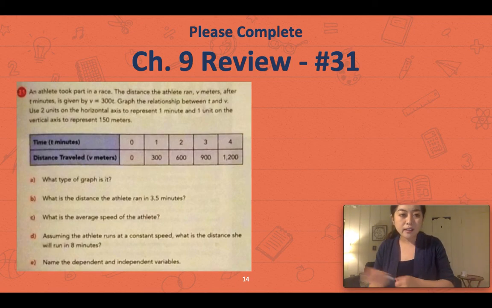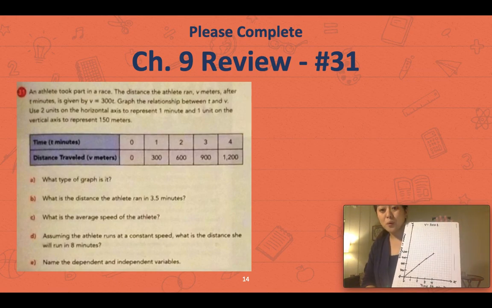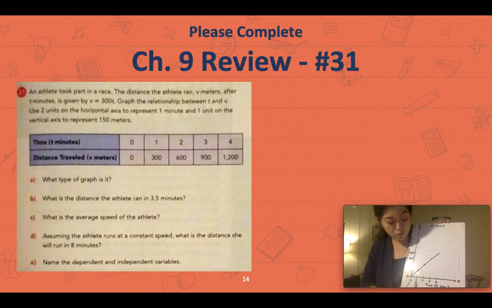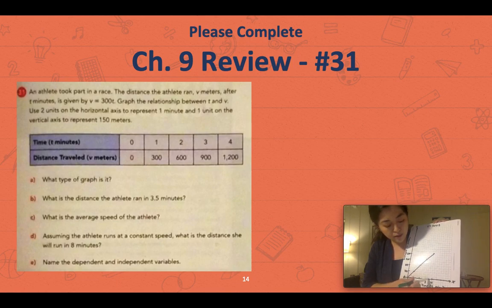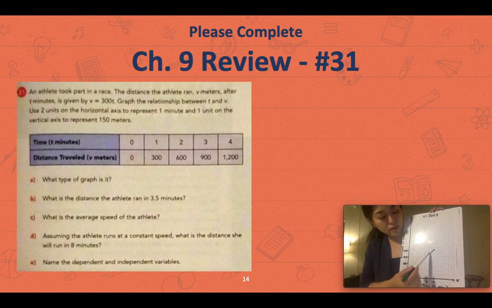Now, let's look at question B, and I'm going to answer that in green. It says, what is the distance the athlete ran in 3.5 minutes? So the good thing about this is we can look at the time. Where is 3.5 minutes? Well, it's halfway between 3 and 4. So probably right here, okay? And you're going to go all the way up here and see where it meets the line. Then you go across like this, so then it hits the y-axis.